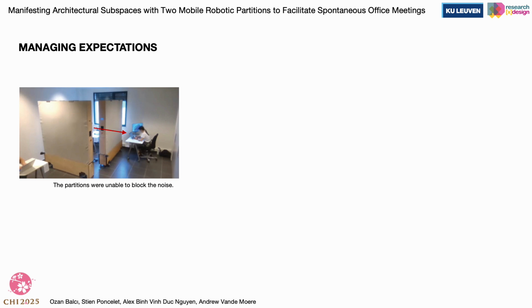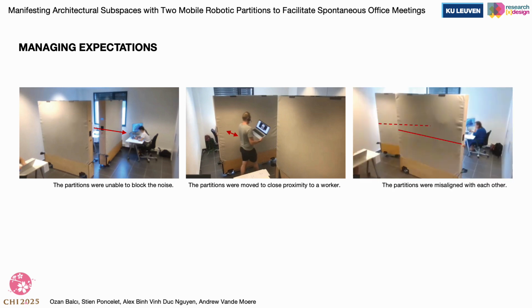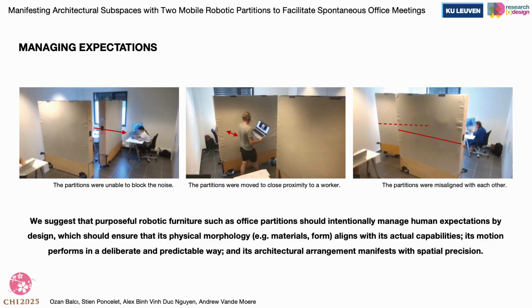Our study highlights the importance of managing human expectation when using robotic office partitions. Participants often found these partitions distracting when their physical design, motion, and alignment did not meet expectations. In conclusion, we suggest that purposeful robotic furniture such as office partitions should intentionally manage human expectations by design, which should ensure that its physical morphology aligns with its actual capabilities, its motion performs in a deliberate and predictable way, and its architectural arrangement manifests with spatial precision.